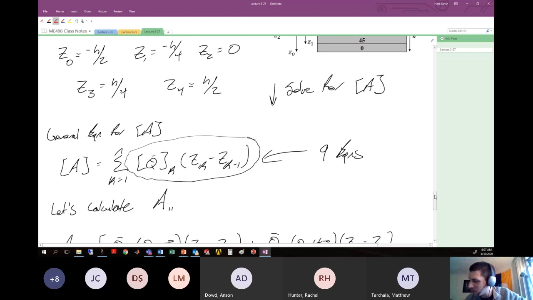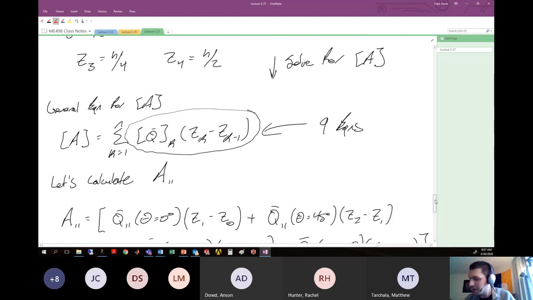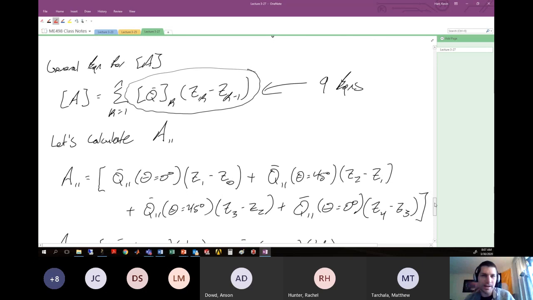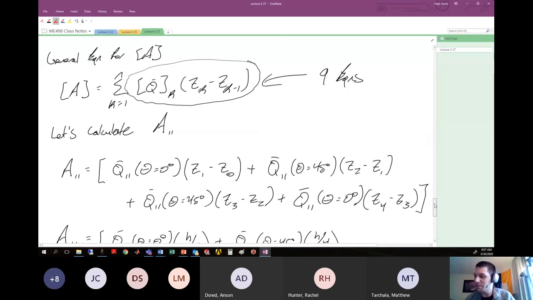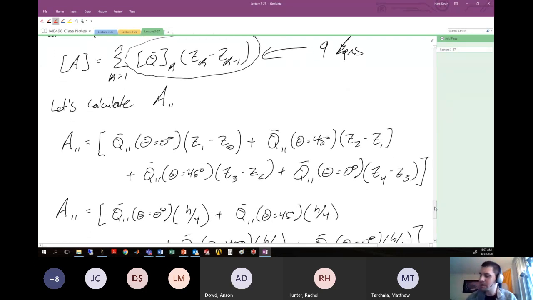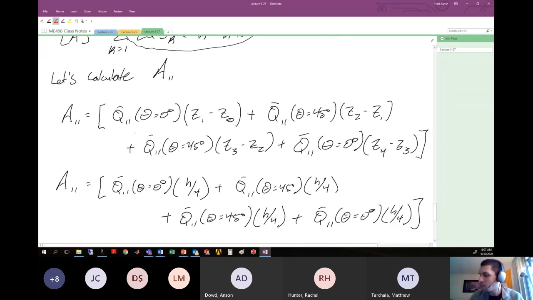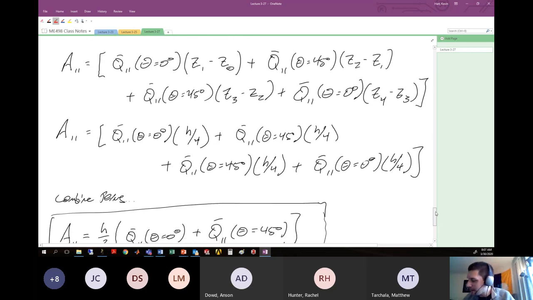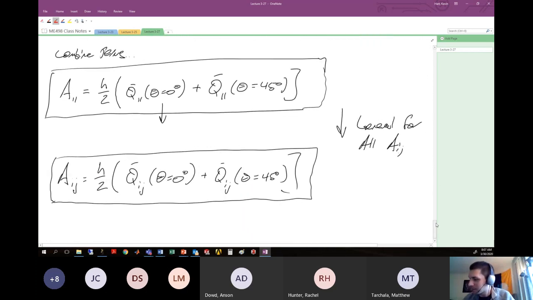We first went entirely through the A matrix. We looked at the general equation for the A matrix, and we looked at calculating one of the entries of A. Remember that there are 9 entries of the A matrix since it's a 3x3. We looked at calculating the 1-1 entry of A, which will utilize 1-1 entries of the various Q matrices that make up the stiffness of the individual layers. And we got to a point that looked something like this.